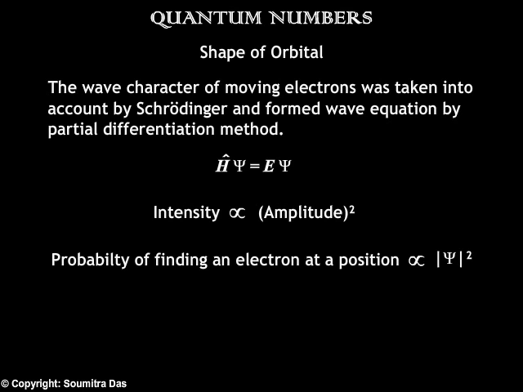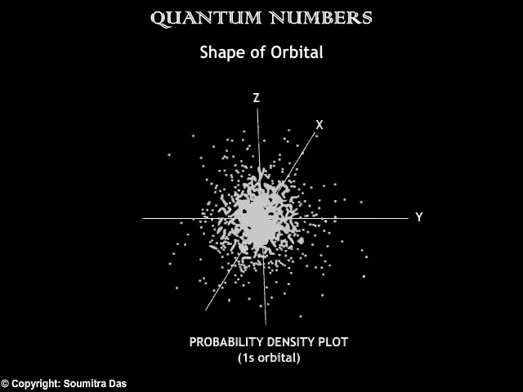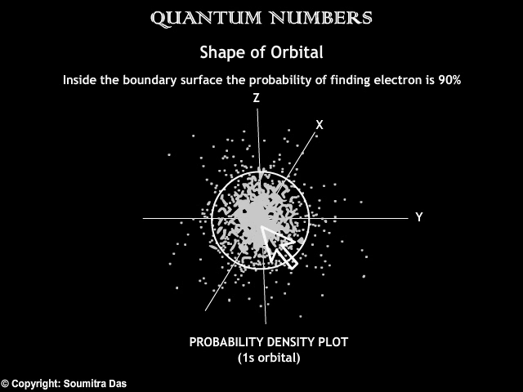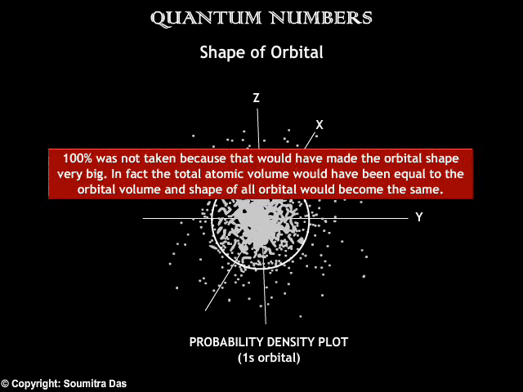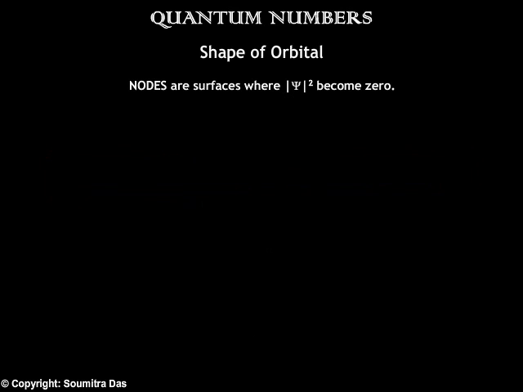After plotting psi square in a three-dimensional coordinate system, where the origin is the nucleus, we get a figure like this for 1s orbital. There has to be a boundary surface to predict the actual shape for the orbital. Boundary surface was taken in such a manner that psi square was constant all over that surface, and inside that boundary surface the probability of finding the electron was 90%. 100% was not taken because that would have made the orbital shape very big. In fact, total atomic volume would have been equal to the orbital volume and shape of all orbitals would become the same. Nodes are surfaces where psi square becomes 0.